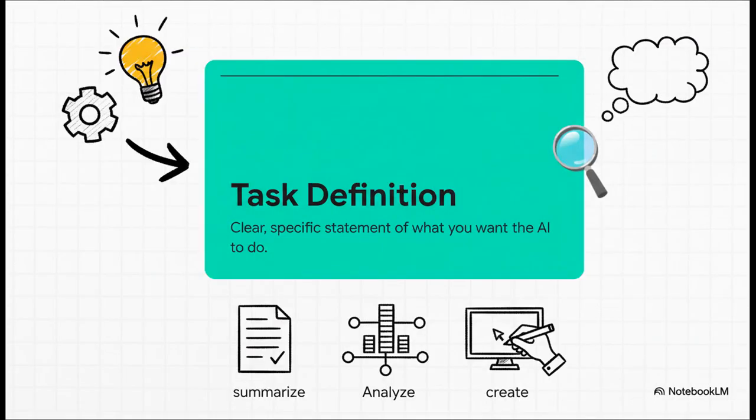All right, component 3 is the task. This has to be crystal clear. You want to use strong, specific action verbs, words like analyze, create, or summarize. So instead of something vague like "write about databases," you get specific: "Write an 800-word blog post explaining the core principles of query optimization for SQL databases." See the difference? There's no guesswork left for the AI.